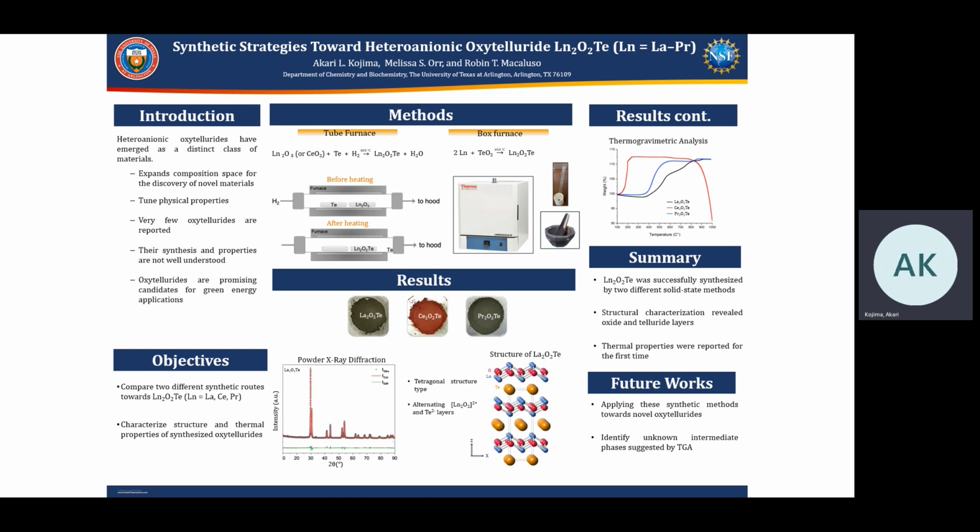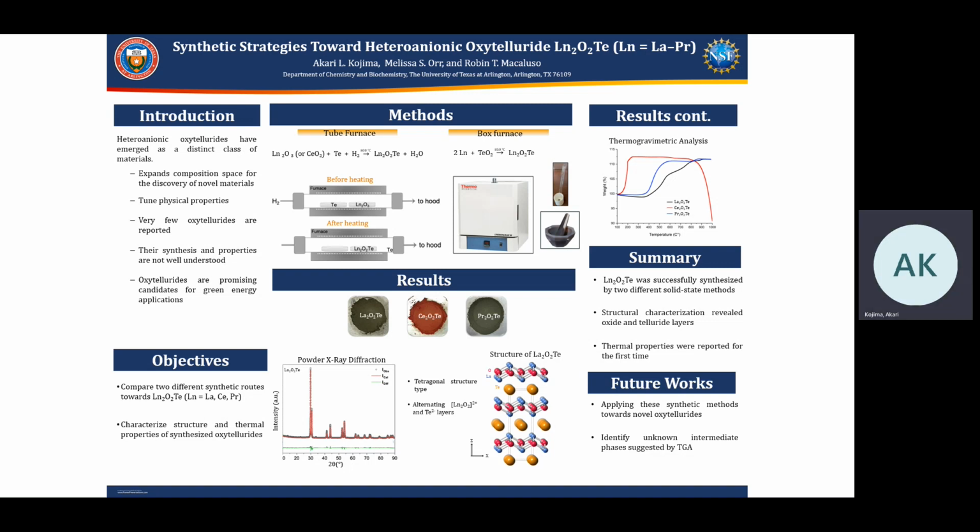The cerium oxytelluride oxidizes at lower temperature and eventually degrades. On the other hand, lanthanum and praseodymium oxytellurides oxidize at higher temperature and do not degrade, but they also have unique patterns in their oxidations, in which the intermediate steps have not been identified yet.